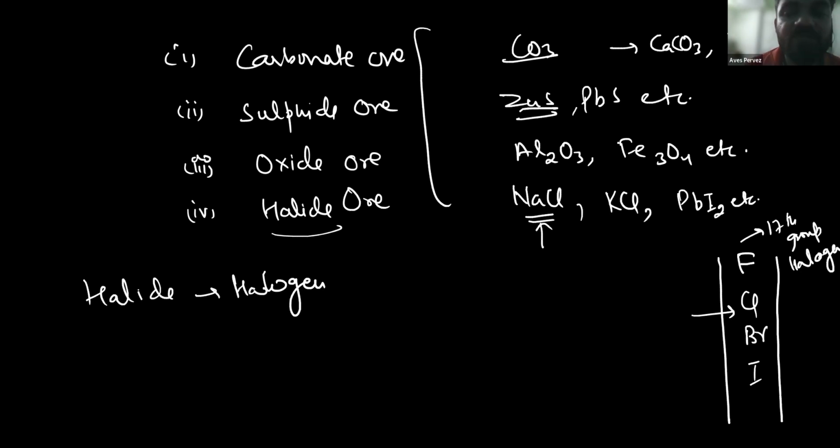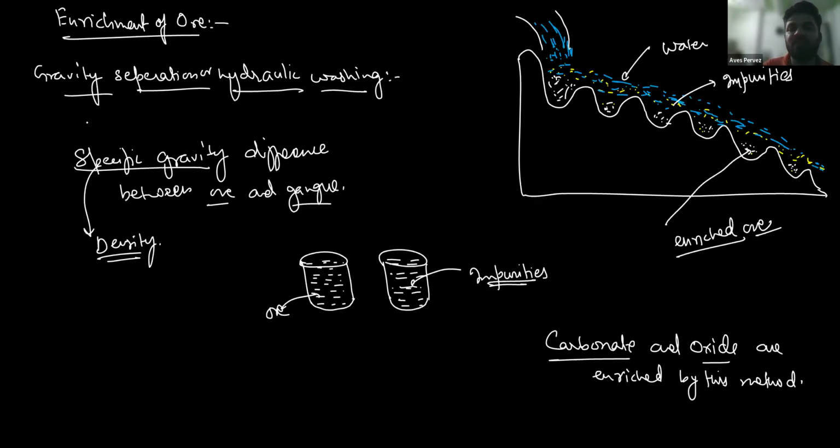Okay, you understood now? Yes, sir. Understood. Now for different types of ores, we have different types of separating systems. We are not studying each and everything in detail, just giving you some knowledge. The first step for the enrichment of ore is gravity separation or hydraulic washing. And what is gravity separation, what is hydraulic washing? We have this type of structure.